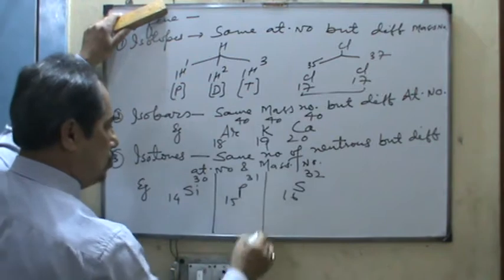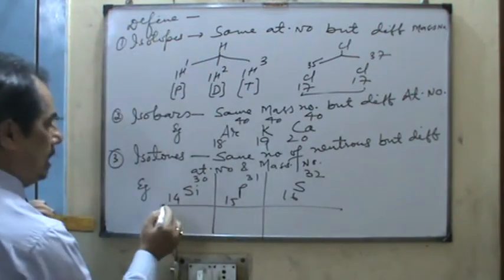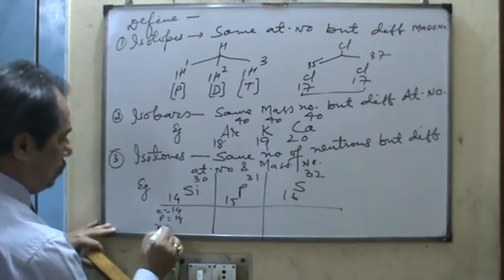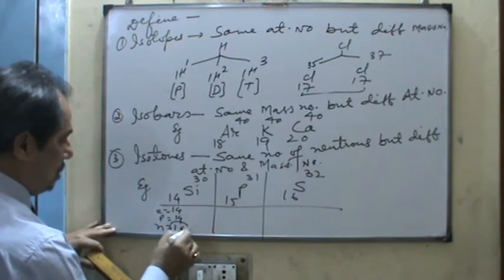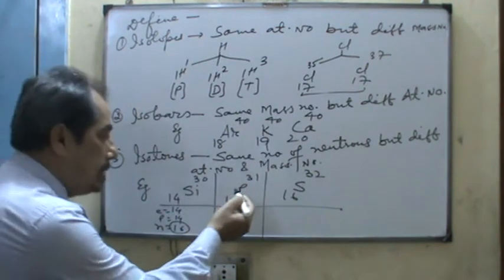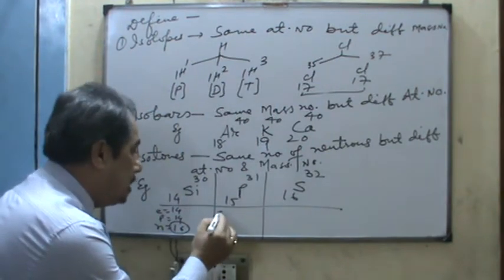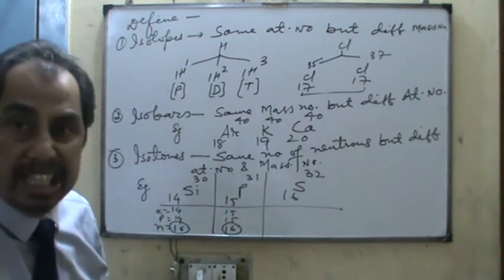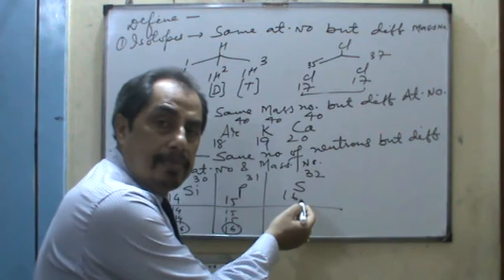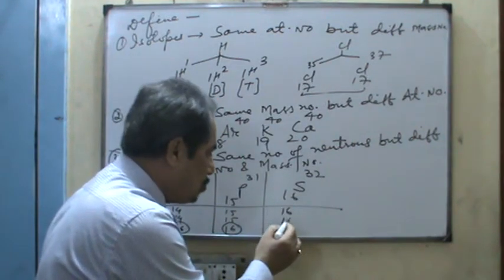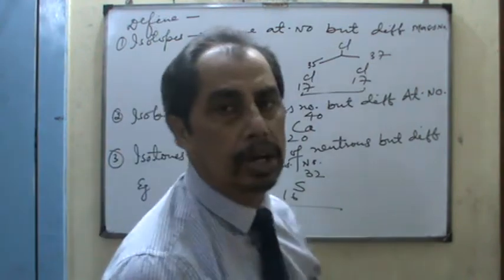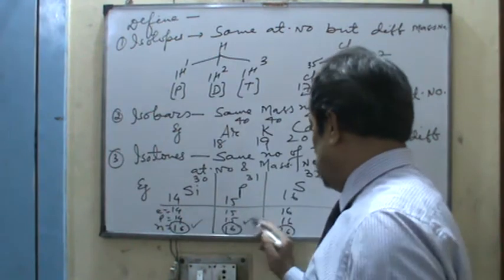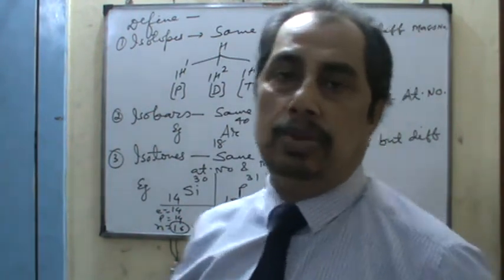So dear students, here tell me electrons 14, protons 14, but what neutrons? 30 minus 14, 16, right? So here tell me electrons 15, protons 15 and neutrons once again 16. Similarly in case of sulfur, my dear students, it is 16, 16 and 16. So what is common in all these chemical species? Common is the number of neutrons. So these are isotones.